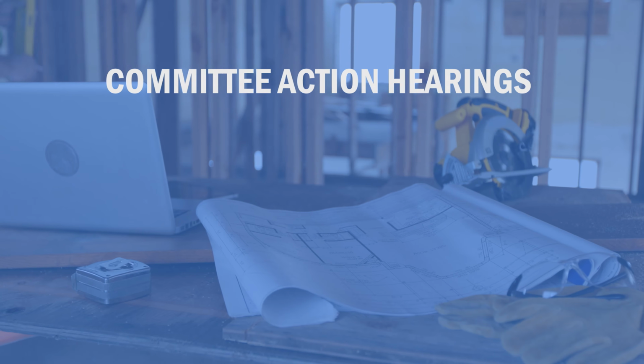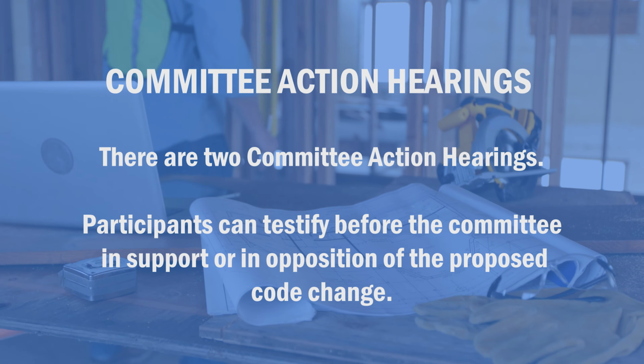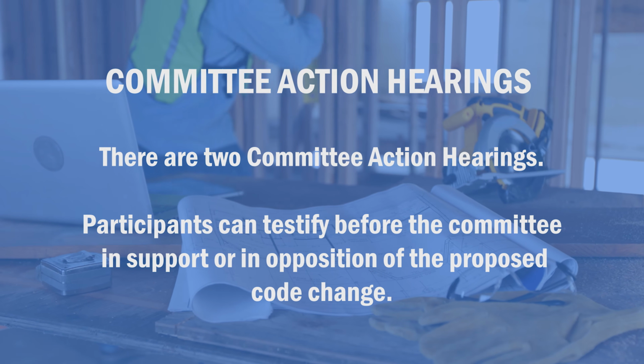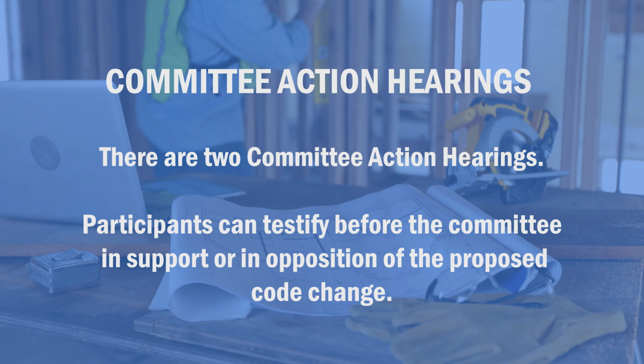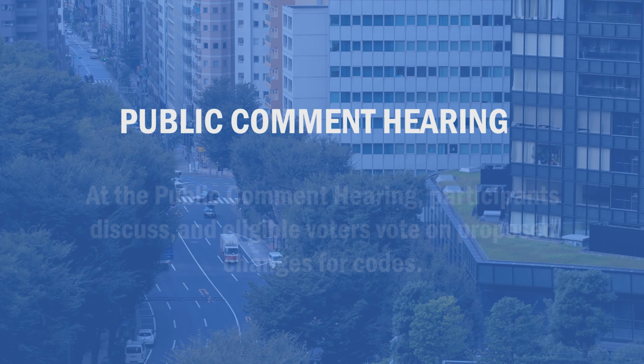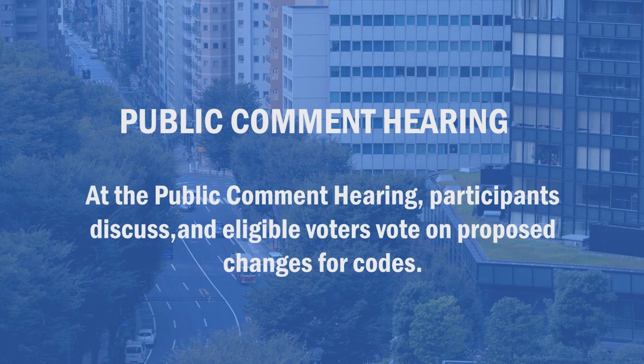So the process for codes is you propose a change to the building code, and then there's a committee action hearing, and the committee will vote yay or nay, and then there's actually going to be a second committee action hearing where you get a second chance, which is the first time that this has happened. And then later on, there will be a public comment hearing where the public will have reviewed the whole draft and had the chance to provide a public comment, and then the public will vote on it, or at least the voting members of the public will vote on it.